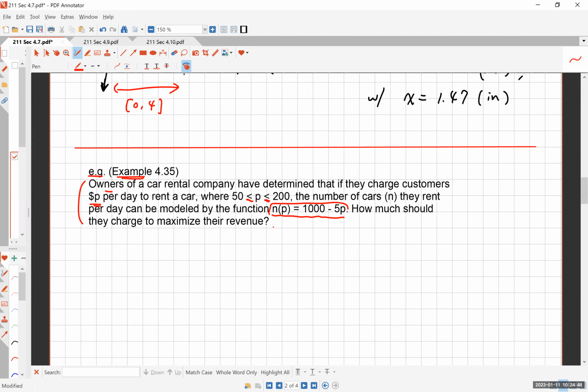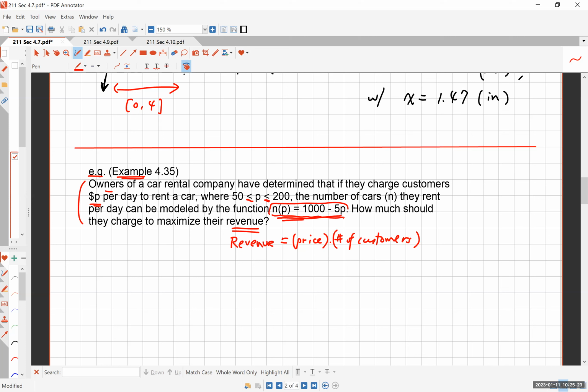How much should they charge to maximize the revenue? What is the revenue? It's different from the profit, right? The profit is revenue minus the expense incurred. So the revenue is simply the sales. How much can you collect from the rent of the cars? So the revenue is basically the price of renting a car per day times the number of customers. That's important for us to remember.